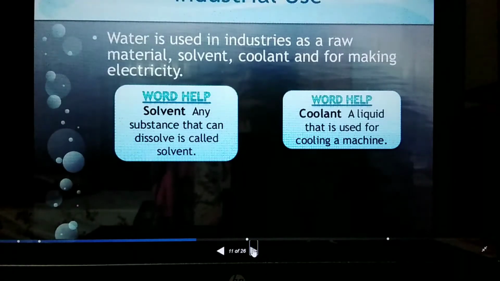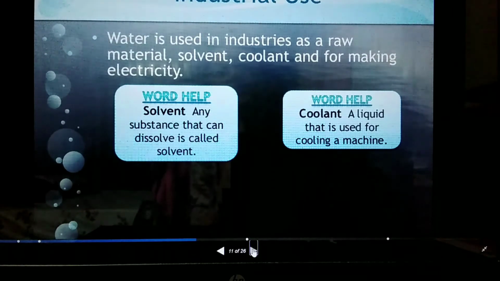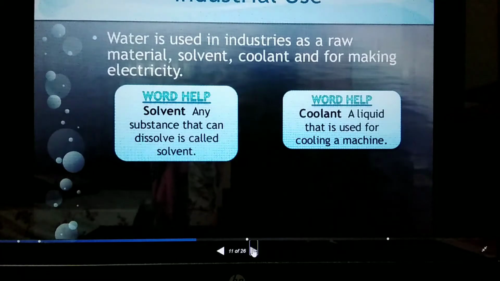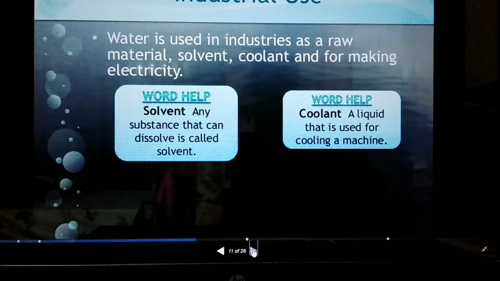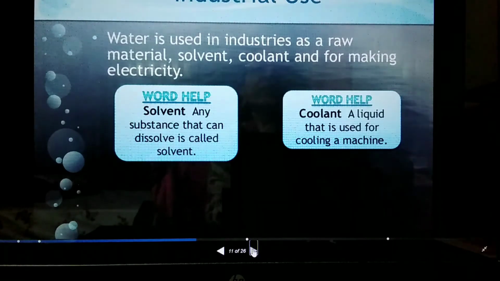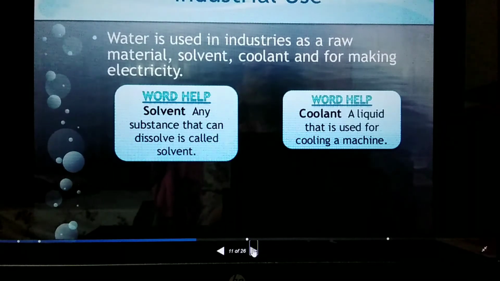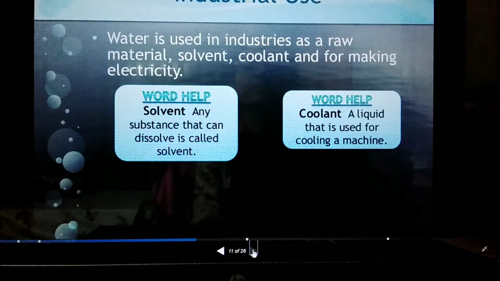Then for industrial use, water is used in industries as it is a universal solvent. That means it will dissolve many substances in it. A solvent is any substance that can dissolve another substance in it. It is also used as a coolant in industries for making electricity. A coolant is a liquid that is used for cooling the machines.